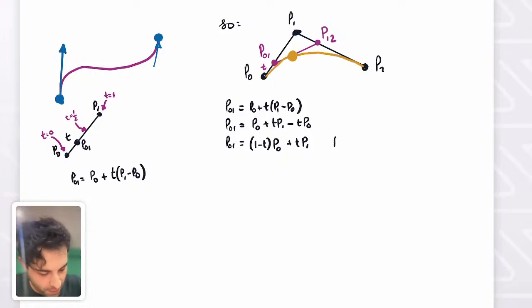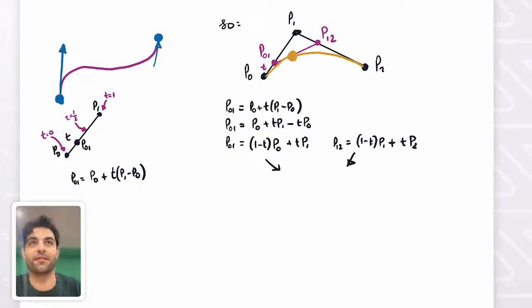So let's do P12. It's going to be the same thing. 1 minus t of the thing I start with, I'm going to start at P1, and then t of the thing I end with, P2. Do you all see that? Now I'm going to be clever and I'm going to mix these two again. So the final point P, I'm going to start with 1 minus t of the thing I started with, P01, and then t of the thing I end with, P12.